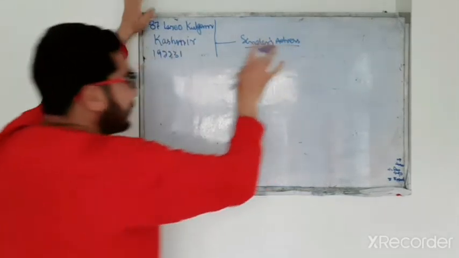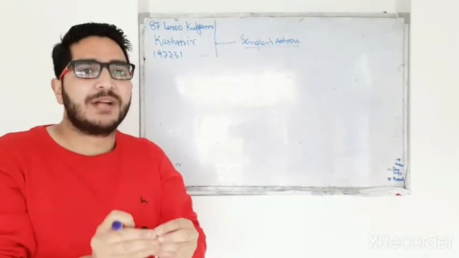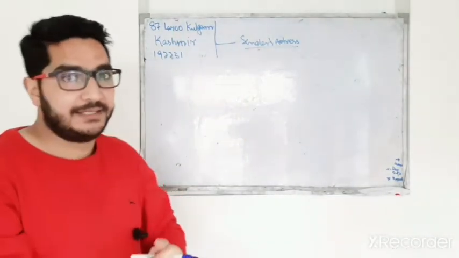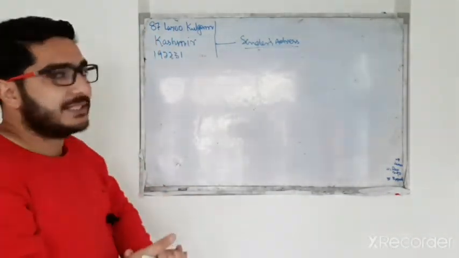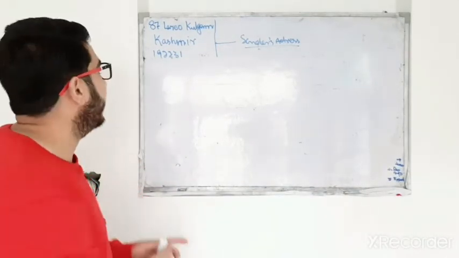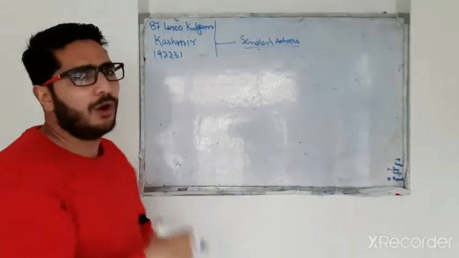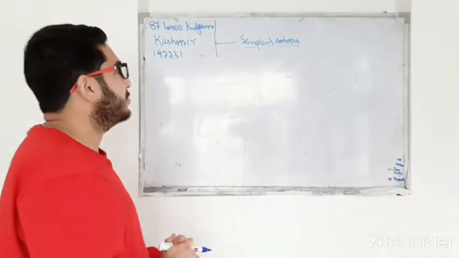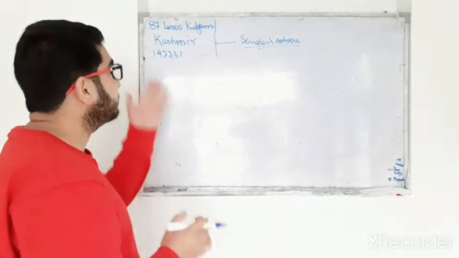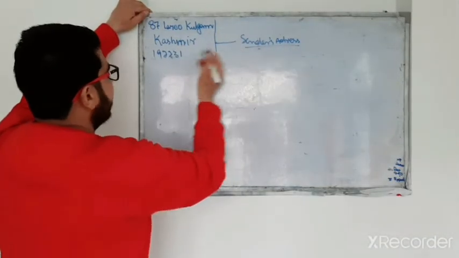The first thing we have to write in a formal letter is the sender's address. For example, I am writing a letter, and this is my address: 87 Laru Kulgam, Kashmir, and then along with the pin code. It is your choice whether you write the pin code or not, but I wrote a pin code here. See, this is what the sender's address is.